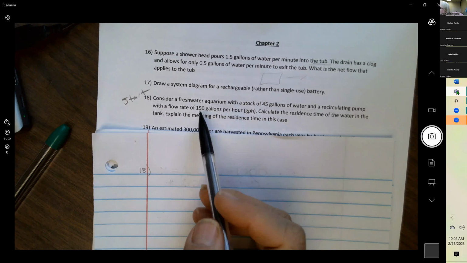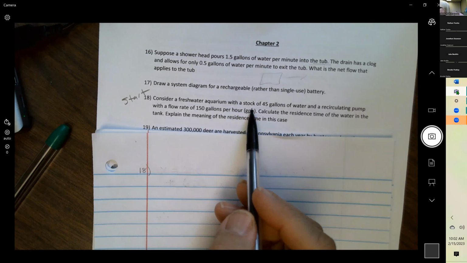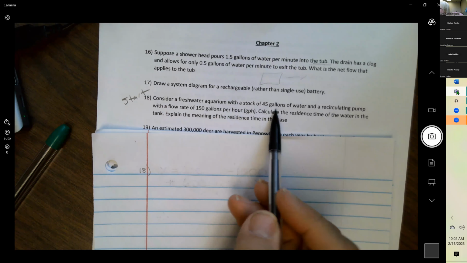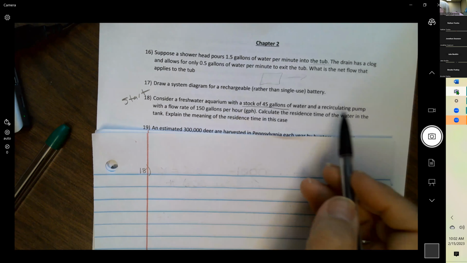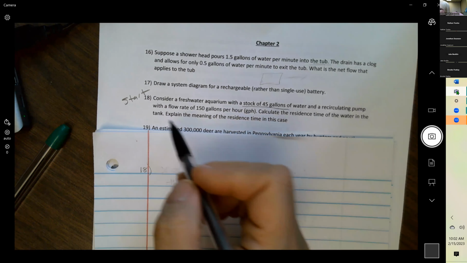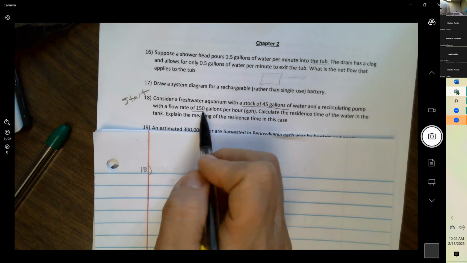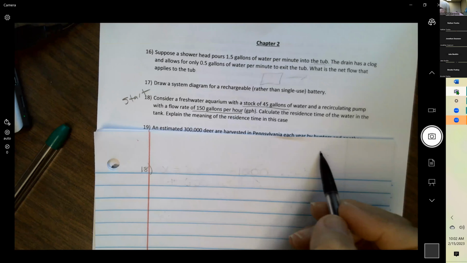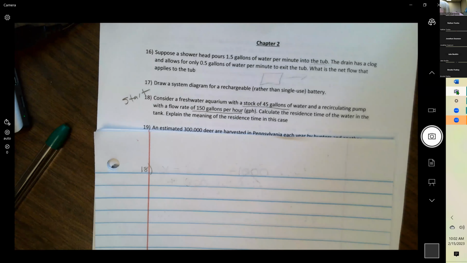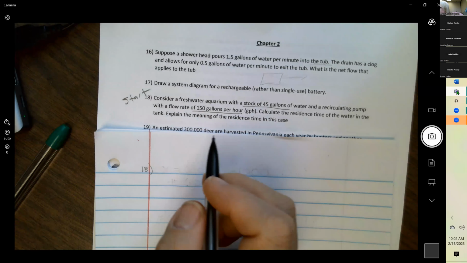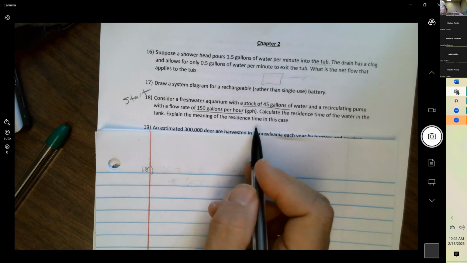Consider a freshwater aquarium with a stock of 45 gallons and a recirculating pump flow 150 gallons per hour. Calculate the residence time of the water in the tank and explain the meaning of that.